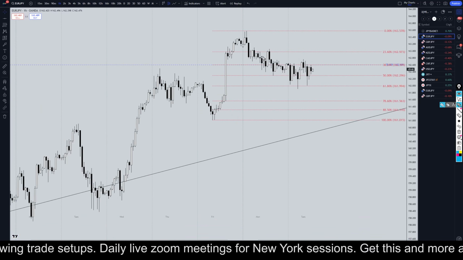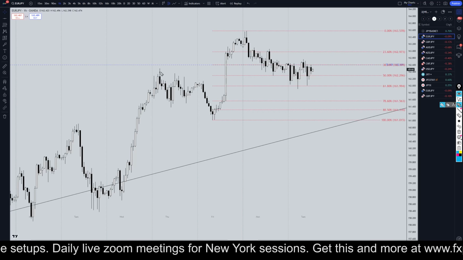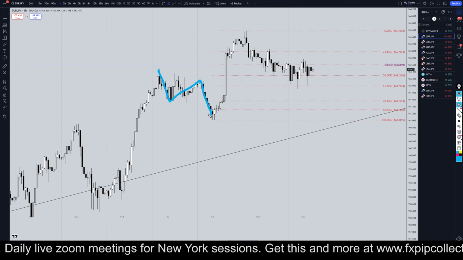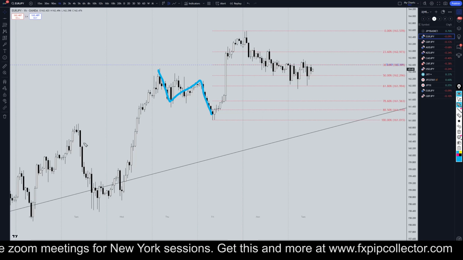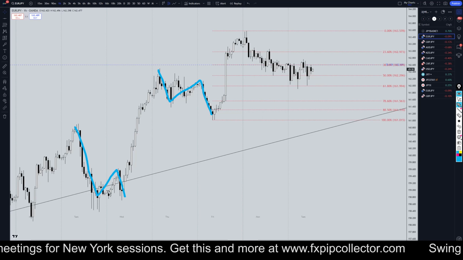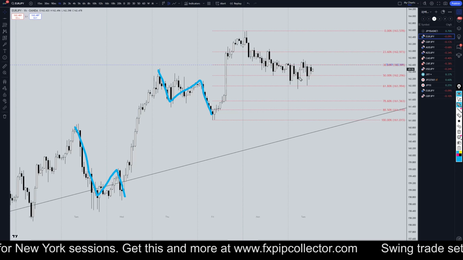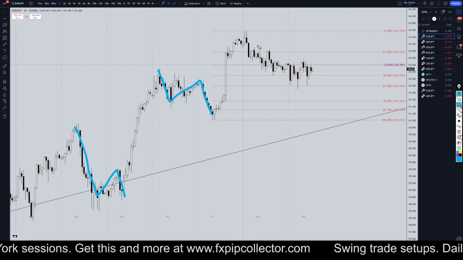So there's really not a whole lot of structure to this correction. Most ABC corrections are like this: 1, 2, 3 waves down. Even this over here, even though it's a little messy, is 1, 2, 3 waves down. This one doesn't really have that 3 wave structure. It's kind of just a flat correction.